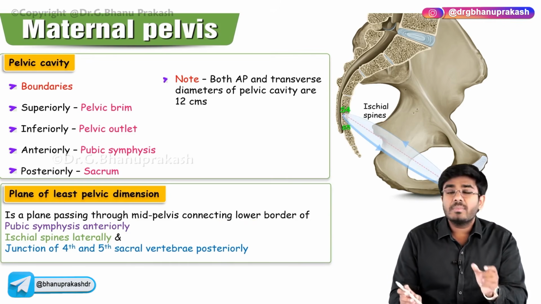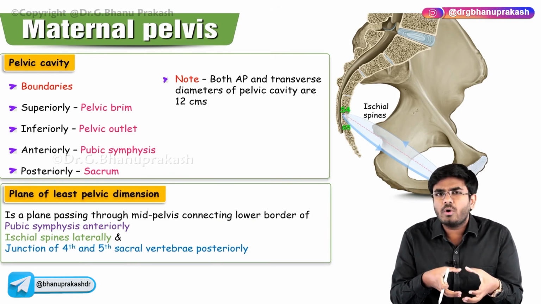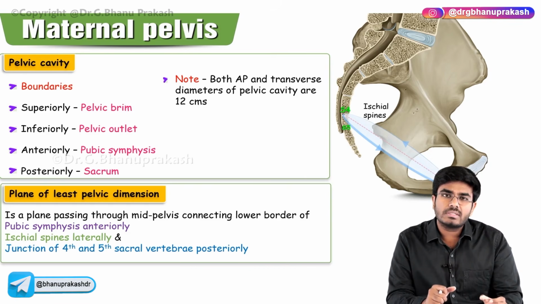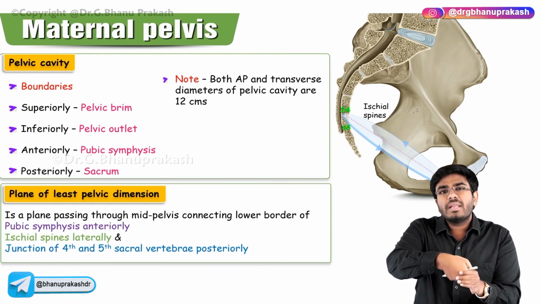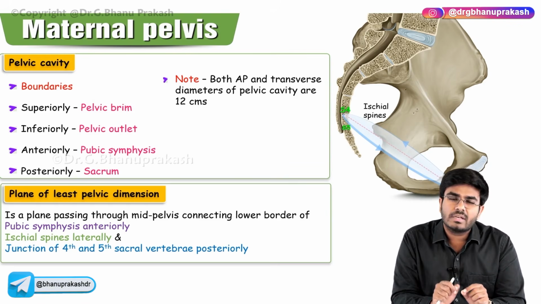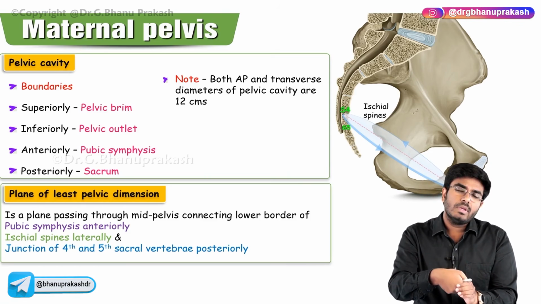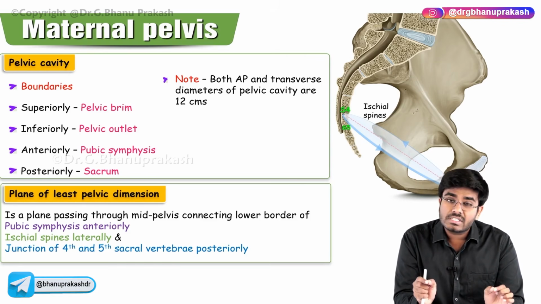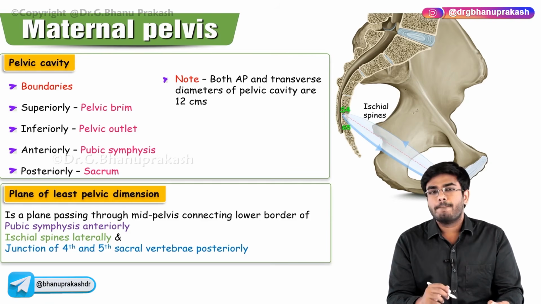Guys, why am I stressing so much? Because the diameters are getting so narrow over here. If the diameters are so narrow, what happens? There can be a lot of associated problems. The baby is passing through the pelvic cavity, and there is this area where the least pelvic dimensions are. So there can be arrest of the baby in that particular area. So chances of deep transverse arrest are more near the plane of least pelvic dimension.